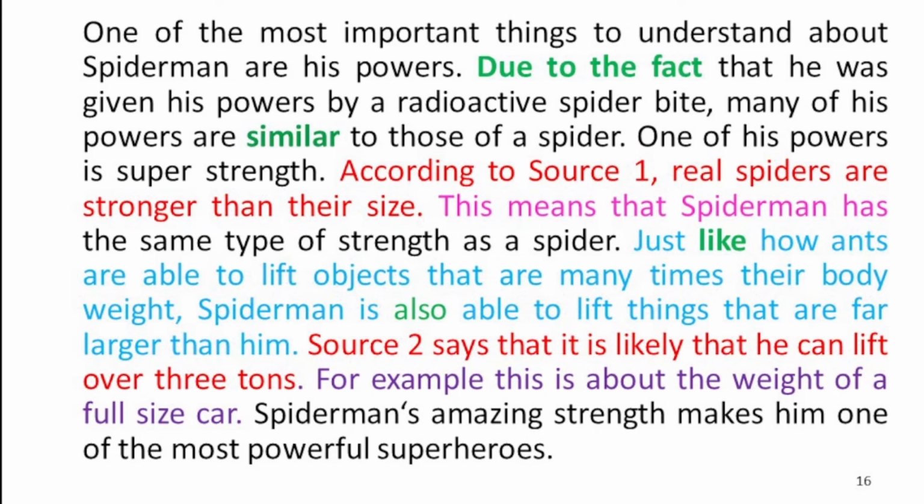Source 2 says that it is likely that he can lift over 3 tons. Here we also see evidence from the source, and the writer is also referencing the source, that is to say, where he or she got the evidence from. For example, this is about the weight of a full-size car. Here we see the writer continue to interpret the evidence from the source, showing you how it relates to what he or she is talking about. Spider-Man's amazing strength makes him one of the most powerful superheroes. So this is what the writer has to say about Spider-Man.